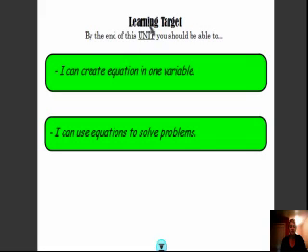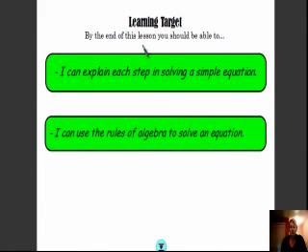Our learning target for this entire unit is that by the end of the unit, you will be able to create equations in one variable, and you'll be able to use equations to solve problems. So that's something that we'll be doing in each and every lesson. For this particular lesson, our learning target is that you can explain each step in solving a simple equation and that you can use your rules of algebra to solve an equation.